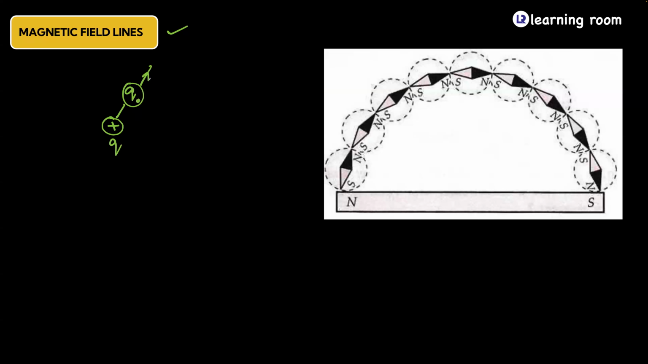Now, we are saying that the direction in which the positive test charge experiences force will decide the direction of the electric field. Here, what is similar to a positive charge? North pole. Meaning when you place a compass here, the direction in which the north pole of the compass is going to point will give you the direction of the magnetic field at that point.